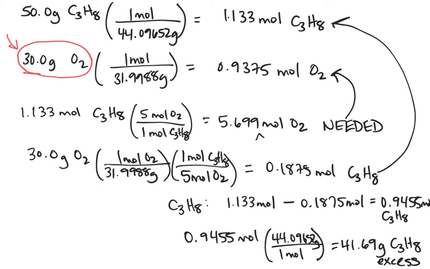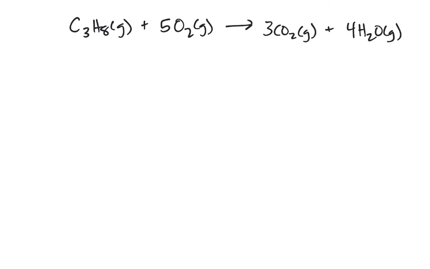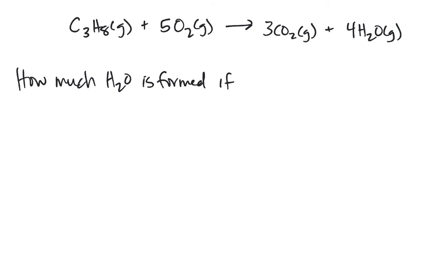All right, so again, we have this formula, C3H8, and we want to know what is the maximum amount of water that can form. So how much H2O is formed if we have, again, 50 grams of propane and 30 grams of oxygen.